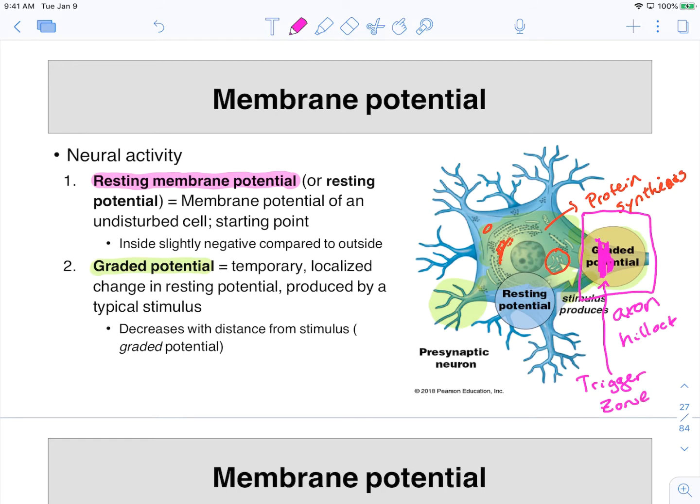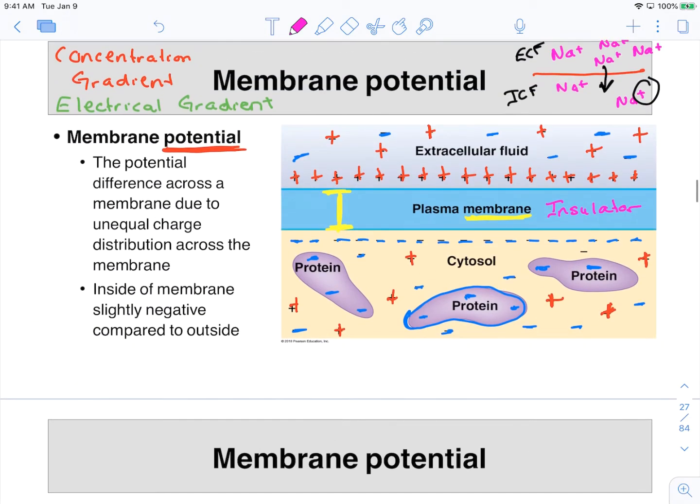And we'll discuss both of these in more detail a little later. For right now, I want you to be aware of that. Now, what is this graded potential? Well, let's go back up here.